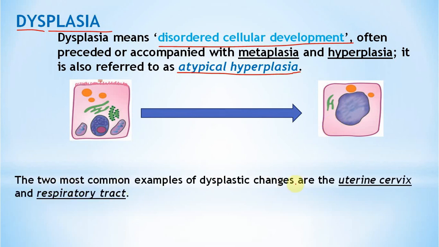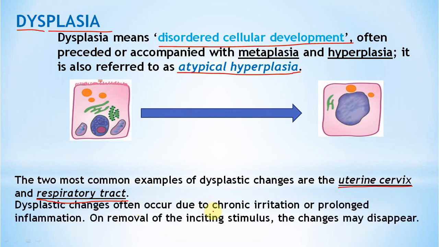The two most common examples of dysplasia are in the uterine cervix and respiratory tract. Dysplastic changes often occur due to chronic irritation or prolonged inflammation. On removal of the initiating stimulus, the changes may disappear, or there can be an increase in the grade of dysplasia, or it may convert into carcinoma in situ.